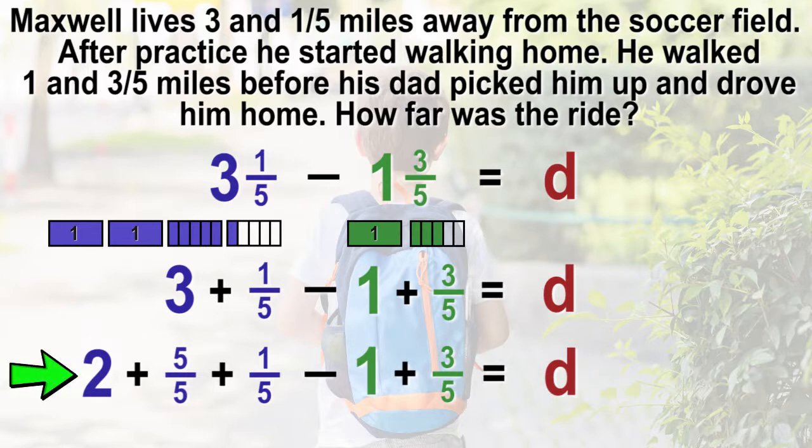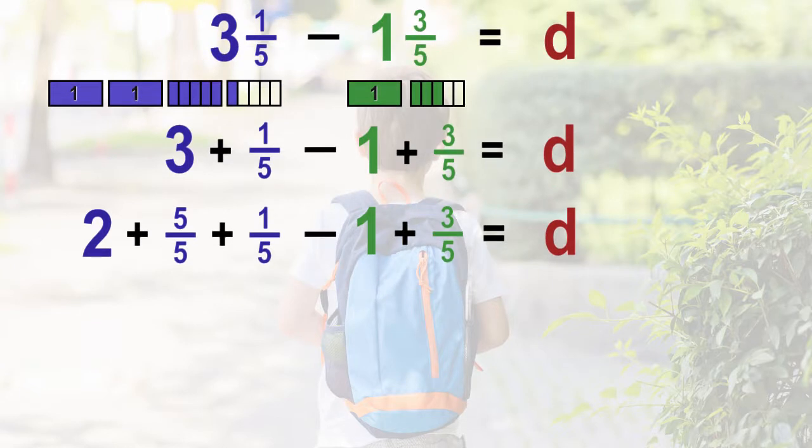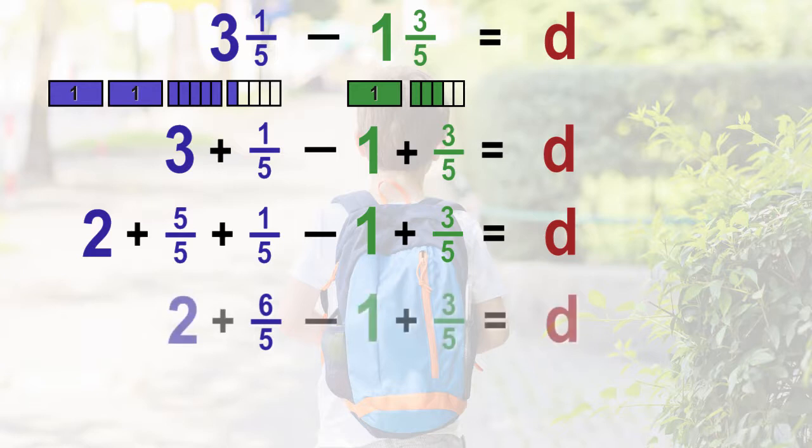The equation now reads 2 wholes plus 5 fifths plus 1/5 minus 1 whole plus 3/5 equals d, the distance left to go. Let's add all the fractional pieces in the minuend together. There are 5 fifths in the decomposed 1 whole, plus the 1/5 fractional piece, for a total of 6 fifths. The equation will now read 2 wholes plus 6 fifths minus 1 whole plus 3/5 equals d.